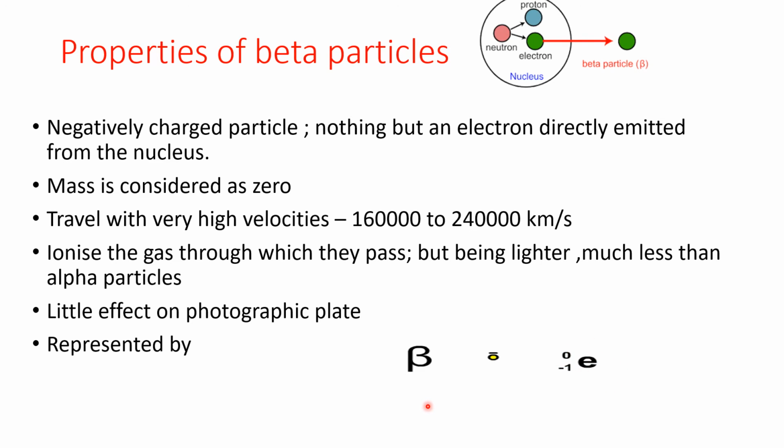You must note that a positron is the exact antithesis, or the antimatter, of the electron. It is represented by beta plus or e, +1, 0.